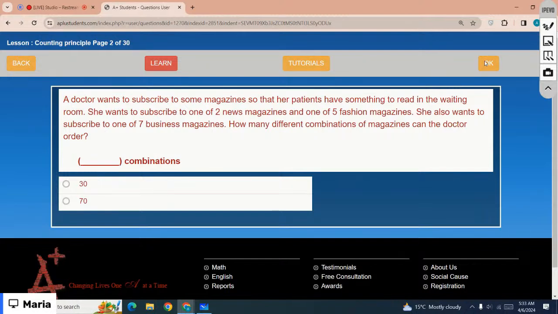A doctor wants to subscribe to some magazines so that her patients have something to read in the waiting room. She wants to subscribe to one of the 2 news magazines, one of the 5 fashion magazines. She also wants to subscribe to one of the 7 business magazines. How many different combinations of magazines can the doctor order? So which is the correct option?